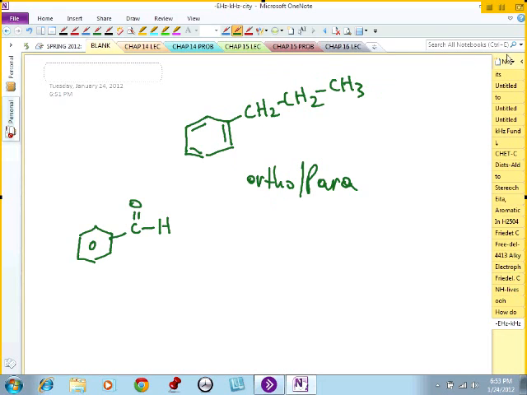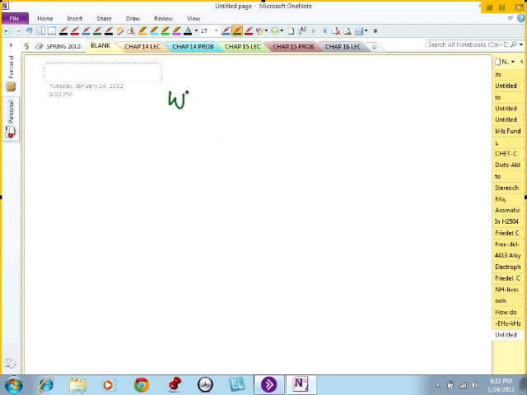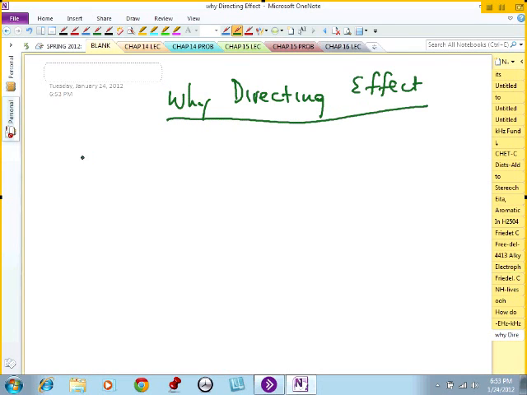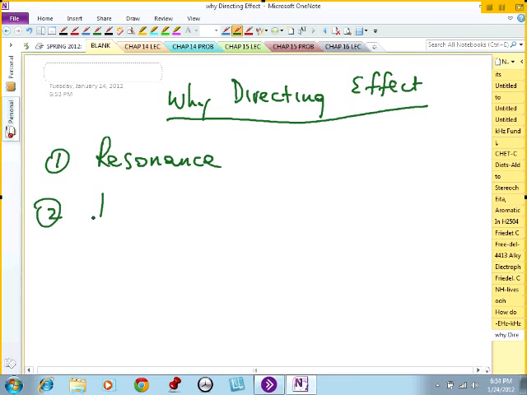If you look at the benzene ring, we give two explanations. One, resonance. I'm sure you guys have heard of resonance before, right? Whenever we are in doubt, organic chemistry always goes back to resonance. So resonance. Two, what we call the inductive effect.